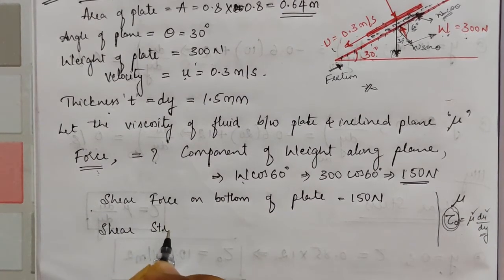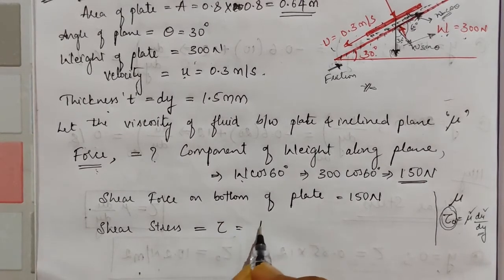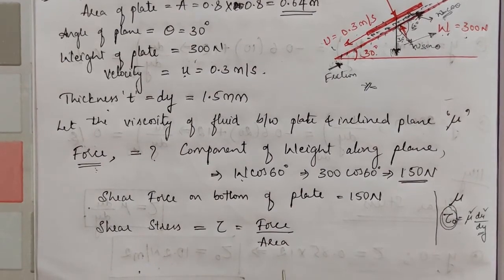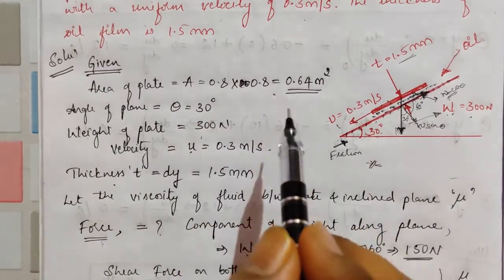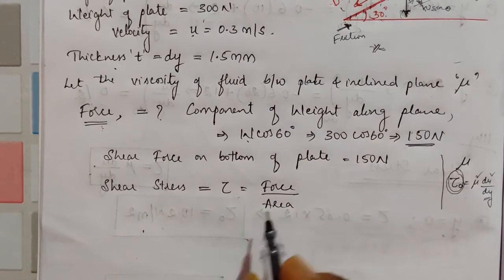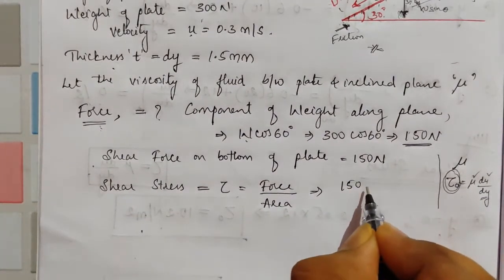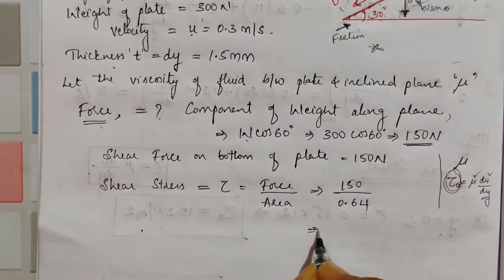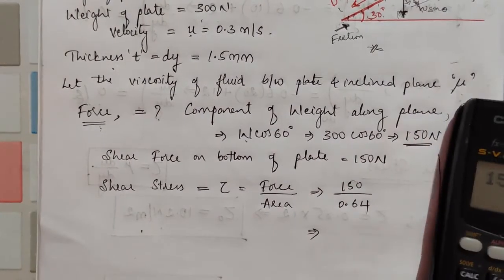Shear stress definition, what is that? Force by area. Tau is equal to what? Force by area. Okay, this insight should come to your mind whenever area is given. Area is given, force is given, so he is indirectly giving you what? The shear stress. So what will be the force? Force is 150 Newton divided by area 0.64. So that will be your 150 divided by 0.64.